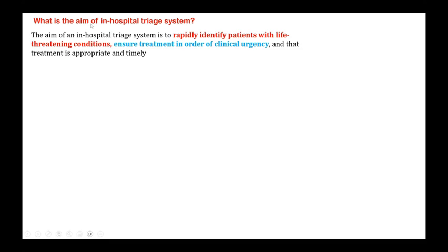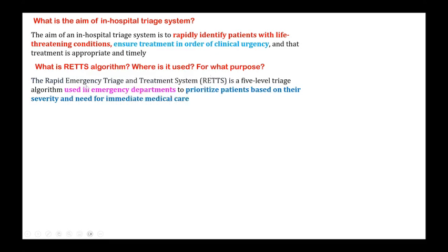Once a patient has come to the hospital, in in-hospital triage, the system rapidly identifies patients with life-threatening conditions and ensures treatment according to clinical urgency. And there is another thing called the RETTS algorithm. What is its purpose? It is the Rapid Emergency Triage and Treatment System, and it's a 5-level triage used in the emergency department of the hospital. So SALT and START are at the primary pre-hospital triage.